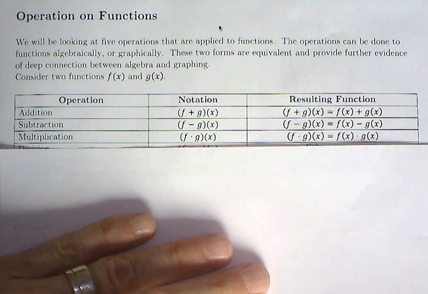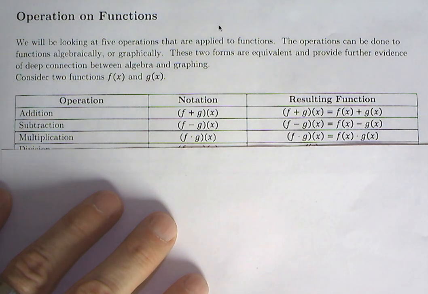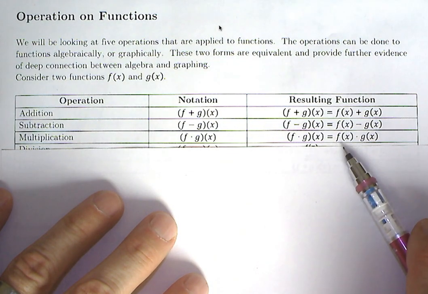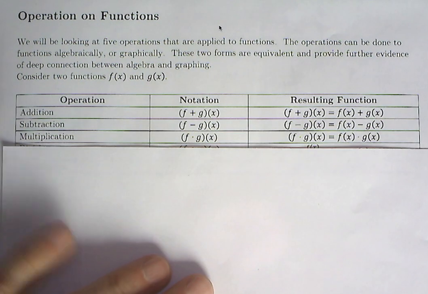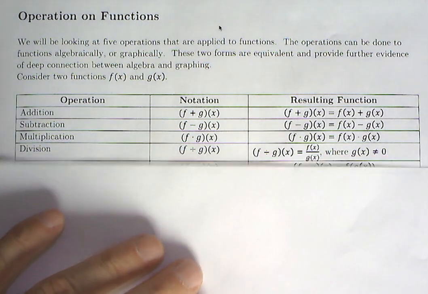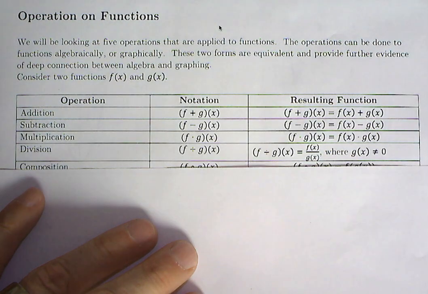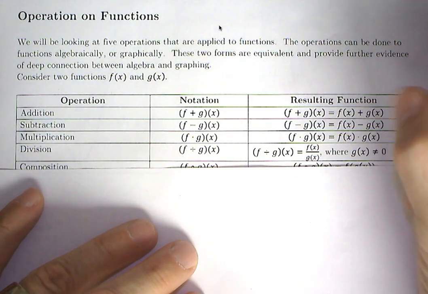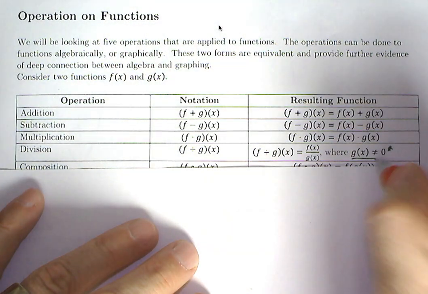The next operation we're going to do is we're going to multiply functions. f times g of x. Now f times g of x is equal to f of x times g of x. Division. f divided by g of x is f of x over g of x, but make sure we don't break this rule that g of x cannot be equal to 0. Really fundamentally important.